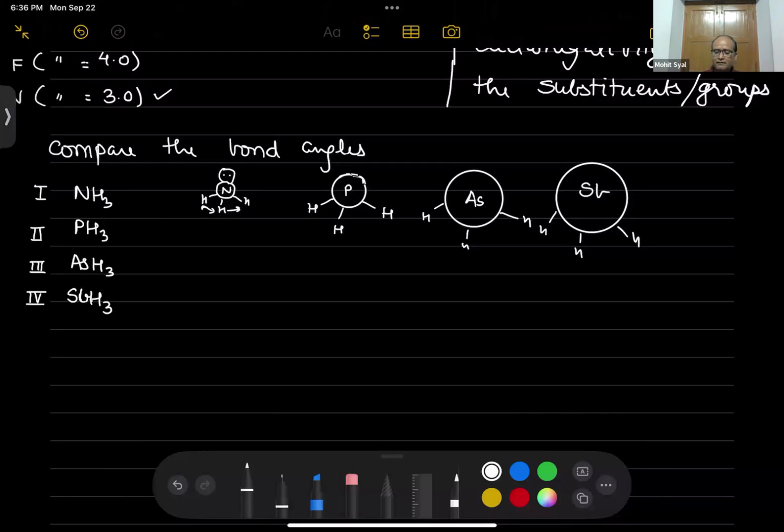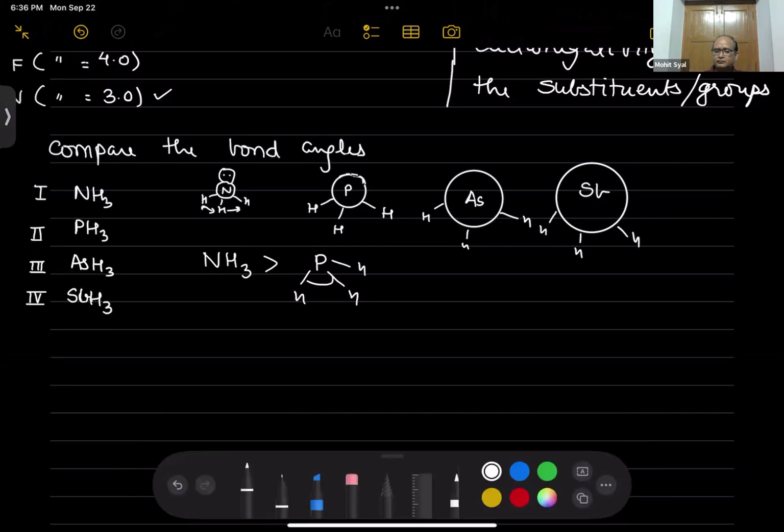So if the bond angle is compared, ammonia will be like this. It will have a larger bond angle. The hydrogens will move apart because they are on the smaller atom, so more repulsion. For PH3 the bond angle will decrease. I hope you understood this one.